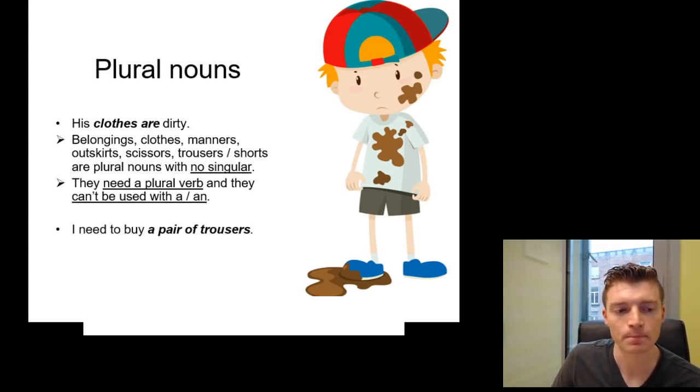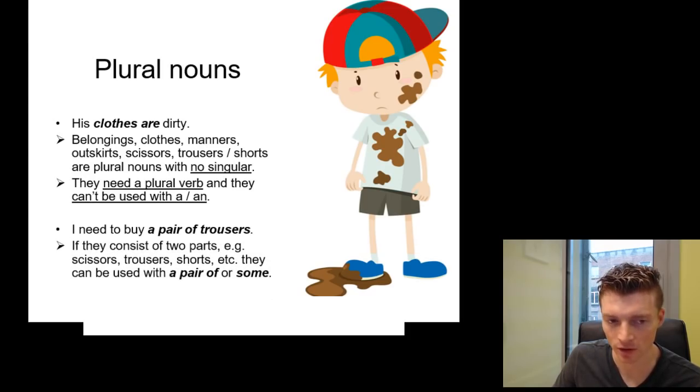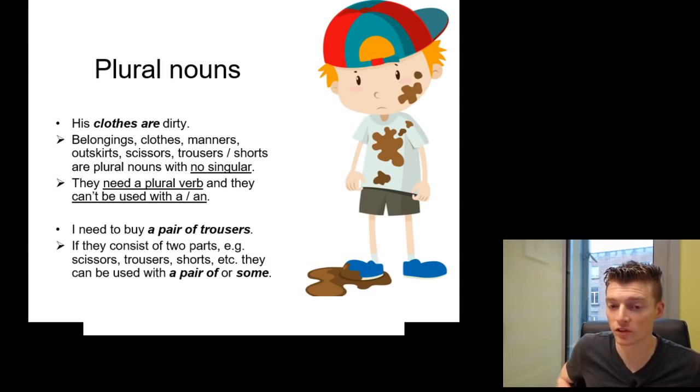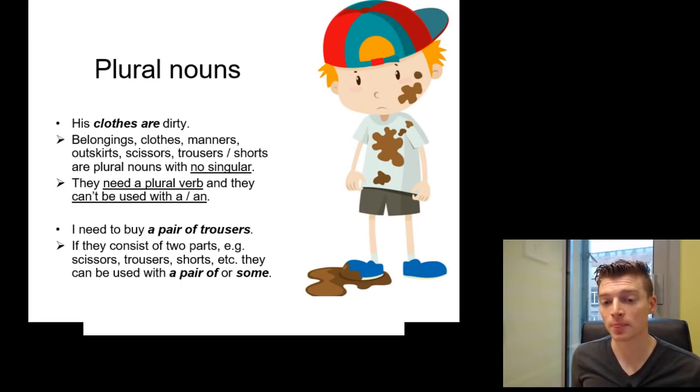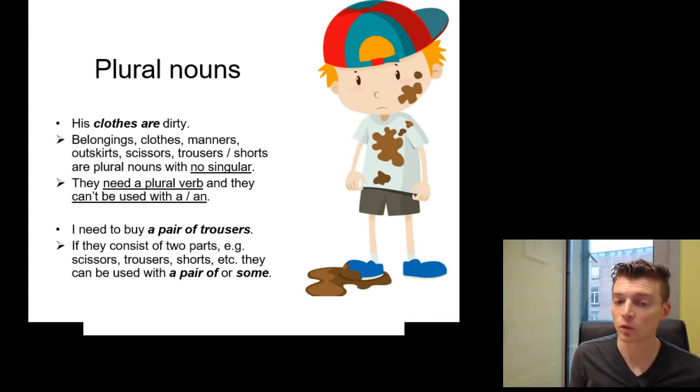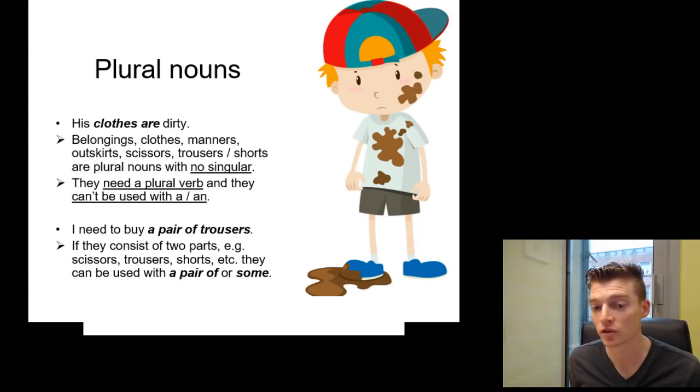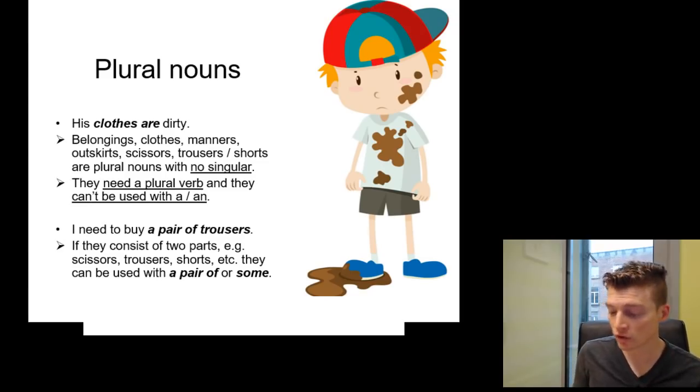Some examples. I need to buy a pair of trousers. A pair of trousers. Now what we've done here is, because trousers consists of two parts, we can use the phrase a pair of to quantify. In much the same way that we looked at earlier in the video, we can use a piece of with uncountable nouns, a pair of with plural nouns if they have two parts. So for example, trousers, shorts, scissors, all of these objects have two parts. Therefore we can say a pair of trousers, two pairs of trousers. We can also use the word some.